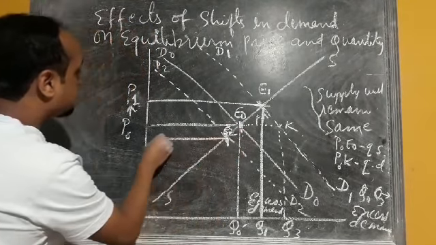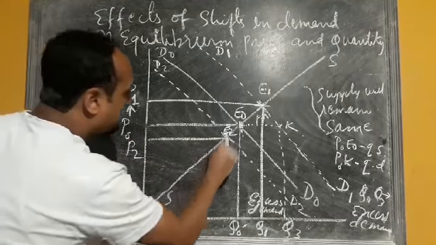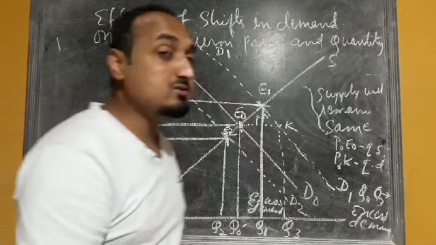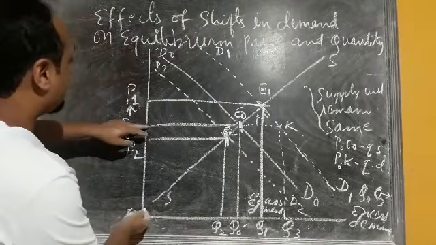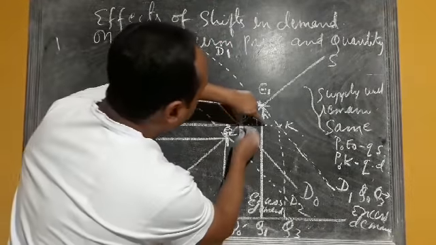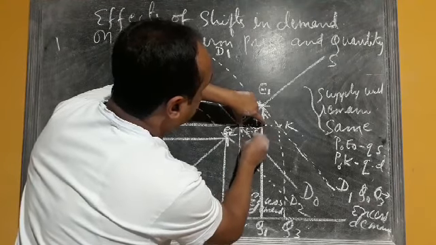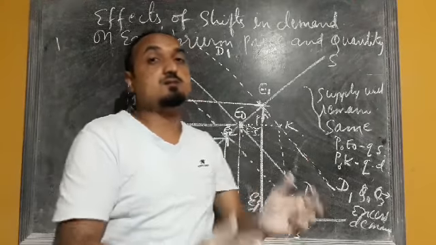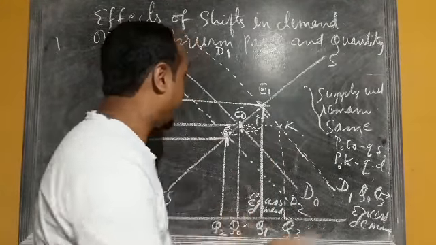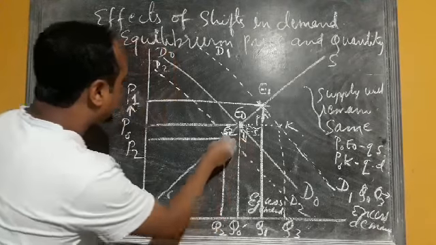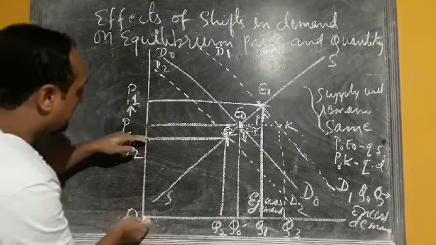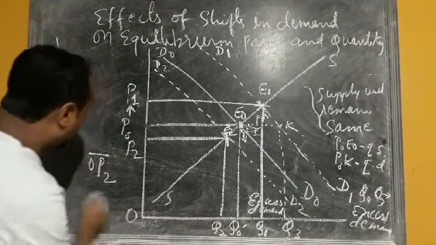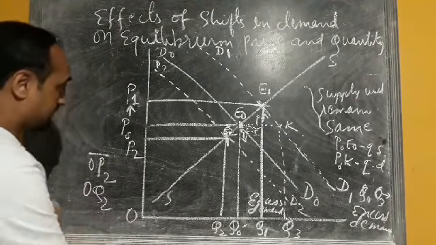So here the price is, suppose say P2 and equilibrium quantity is Q2, but if you see at the initial price OP0, the situation of excess supply is arising, and due to that excess supply, it exerts a downward pressure on price. So the price of commodity is decreasing. That's why we are getting new equilibrium price OP2 and new equilibrium quantity OQ2.